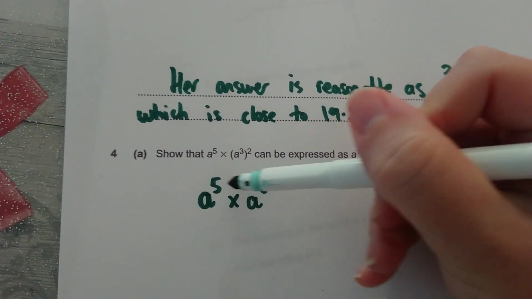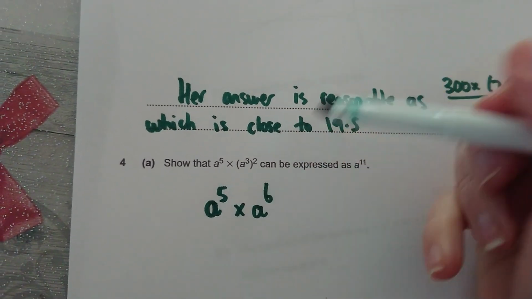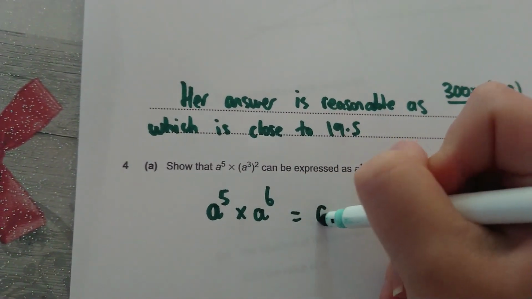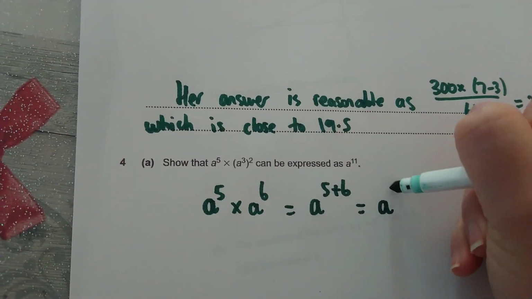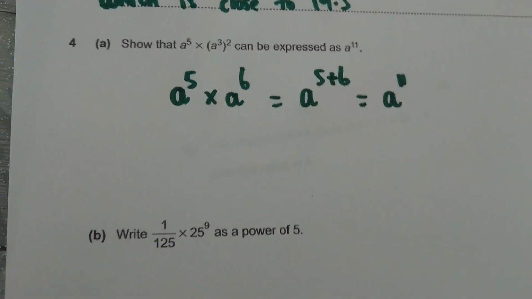Then when you're timesing, you add the indices together. So 5 plus 6 is 11. So I'm just going to write that out because it does say show that. So 5 plus 6 equals 11.